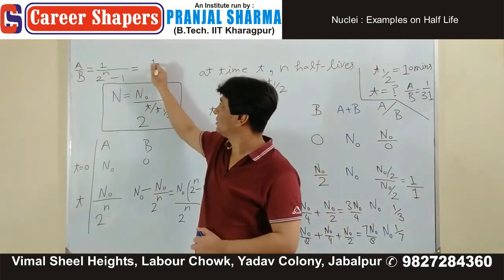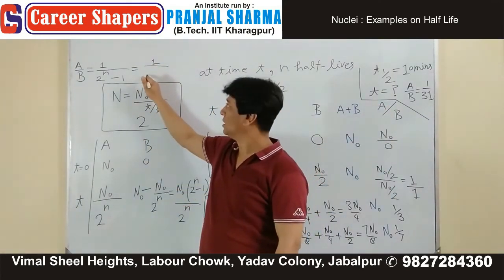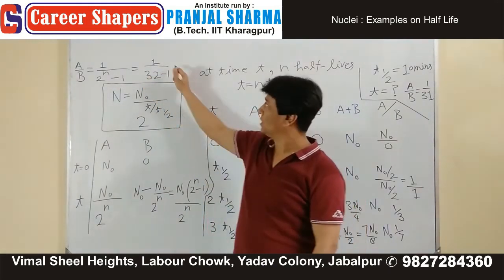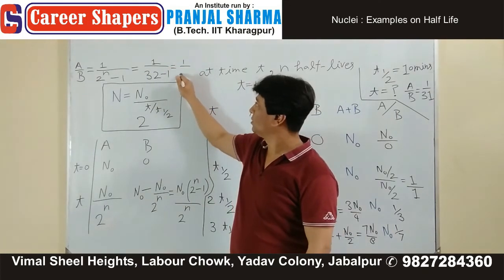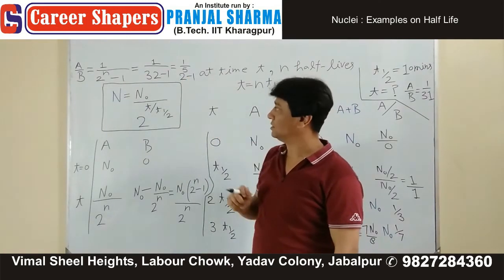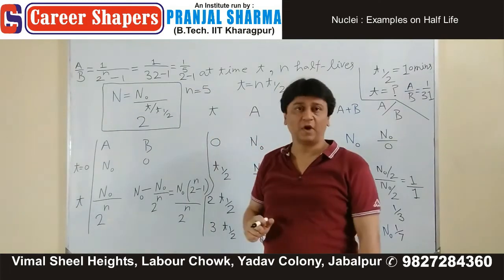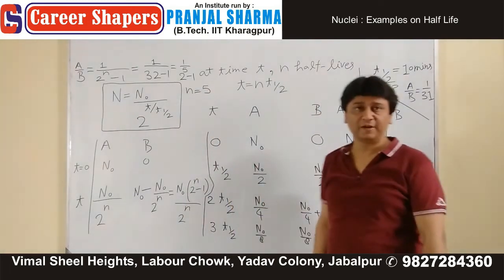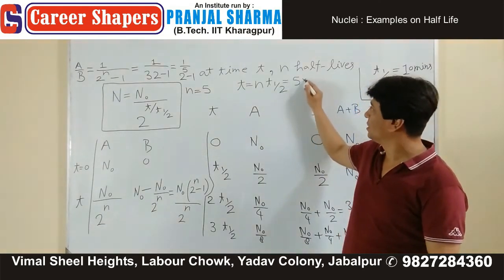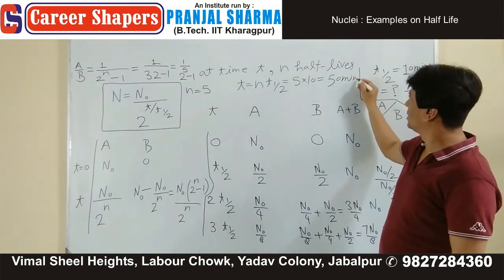Let me answer this way. 31 is simply 32 minus 1. What is 32? 32 is 2 to the power 5, minus 1, which gives us n as 5. So how many half-lives are there? 5. After 5 half-lives, what will be the time? 5 into 10, which is 50 minutes.